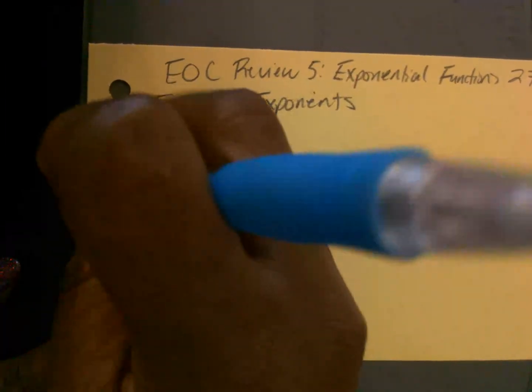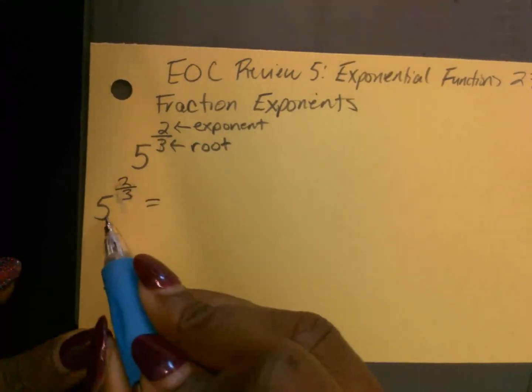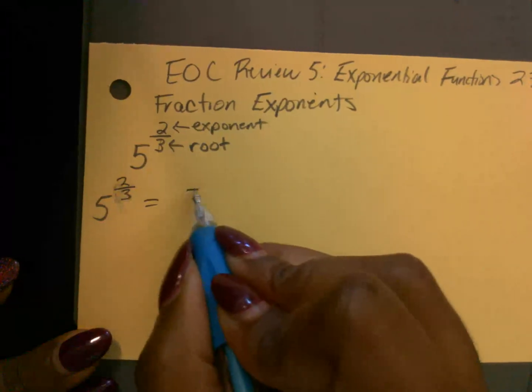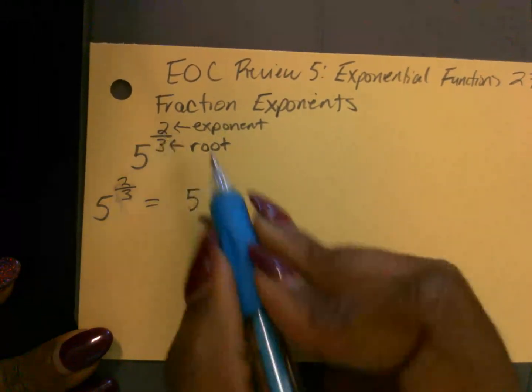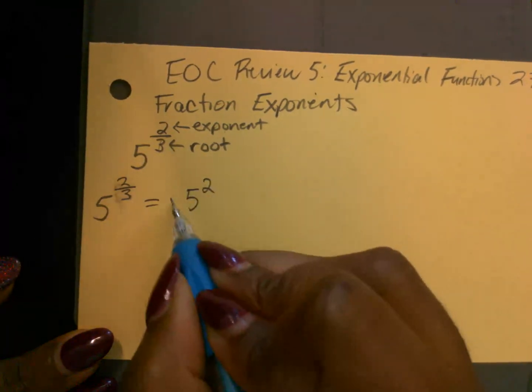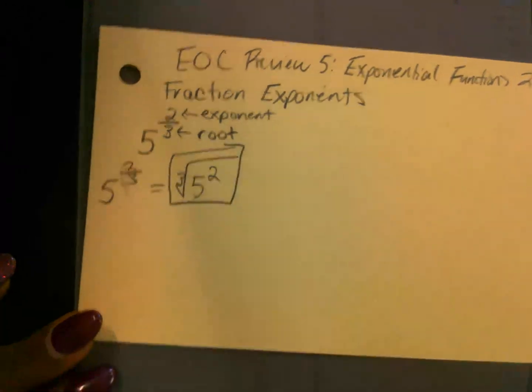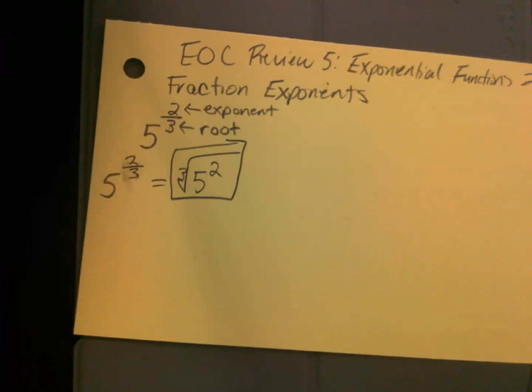Well, sorry, I'm going to rewrite it. We have 5. Remember, this is the exponent. So 5 exponent is 2. And the 3 is the root. So this is to the third root. This is how you write this answer. Top number is exponent. Bottom number is root.